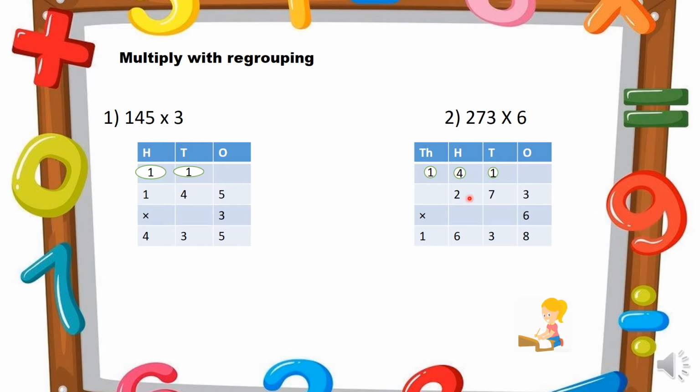Next example, 273 multiplied by 6. What is the multiplier here? 6.